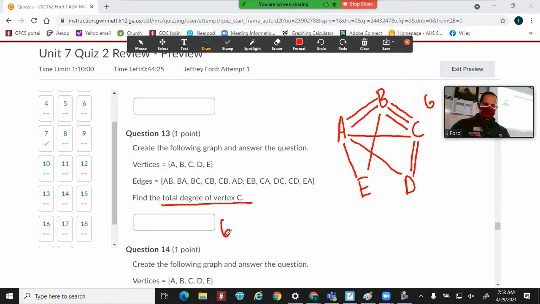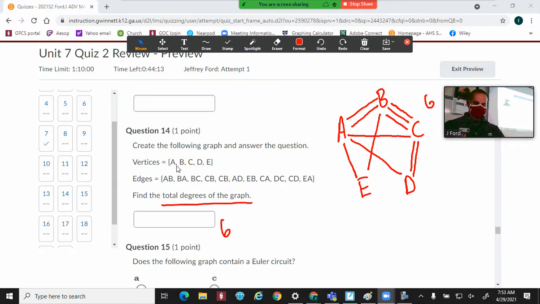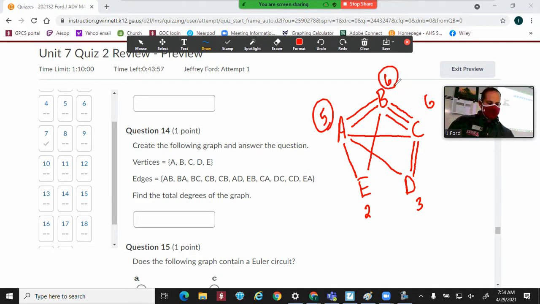That's it. In fact, I think question number 14, let me see what question number 14 is. It says find the total degrees of the graph, and I think it might actually be the same graph. Hot dog, that saves some time. So the total degrees of the graph, we've already talked about this. So I'm just going to go around. D has 3, E has 2, 1, 2, 3, 4, 5. A has 5, B has 1, 2, 3, 4, 5, 6. And I'm just going to add them all up. 5, 6, that's 11, plus 6, 17, 20, 22. Like so.